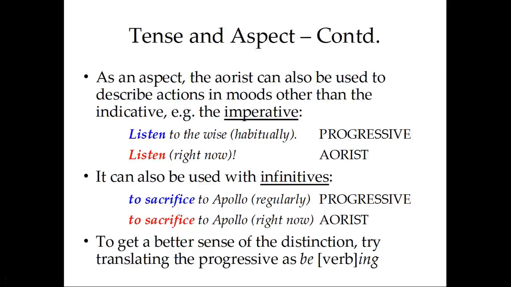To get a better sense of the distinction, try translating the progressive as be doing something. For instance, if we look at that imperative, listen to the wise habitually, the progressive aspect of that, we could mentally translate it as be listening to the wise, as in be in the habit of listening to the wise. Whereas we can translate the aorist imperative as just a simple listen to the wise.